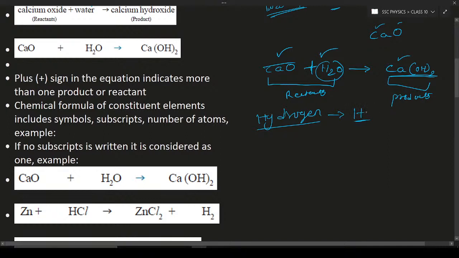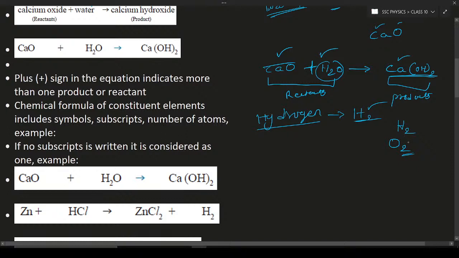So in a chemical equation, symbols are present and subscripts are also present. Hydrogen, if two hydrogens are present, that is H2. So it is a subscript, meaning below the symbol, like oxygen, O2. Subscript means just slightly below the symbol, whatever the number is present, that is known as a subscript.